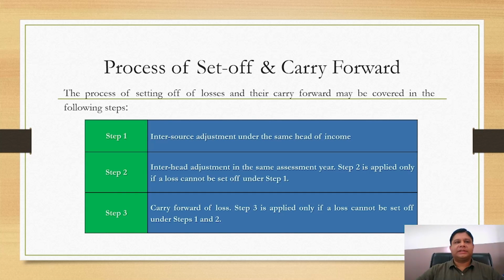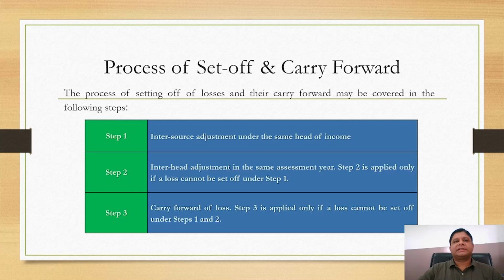Now, what is the process of set off and carry forward? The process of set off of losses and their carry forward may be covered in the following steps. Step 1, inter-source adjustment under the head of income, means when the net result of any source of income is loss, it can be set off against income from any other source under the same head.